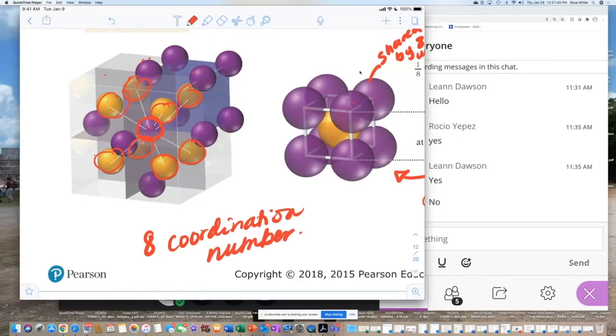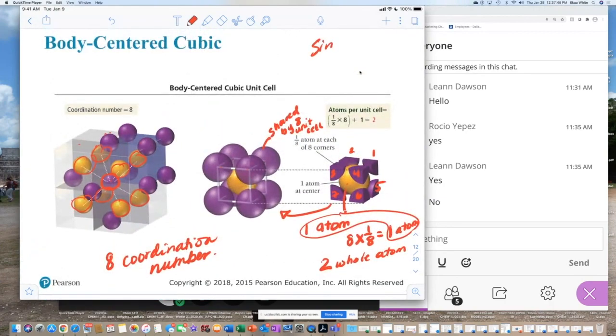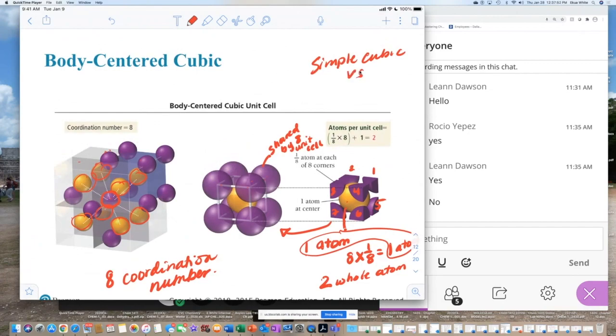So now I want to ask you this question. Of the 2 we've seen so far, the simple cubic versus the body center cubic, which one do you think is packed more efficiently? What do you all say? The body? The body, right? Because it has twice the number of atoms packed inside the unit cell. Okay.